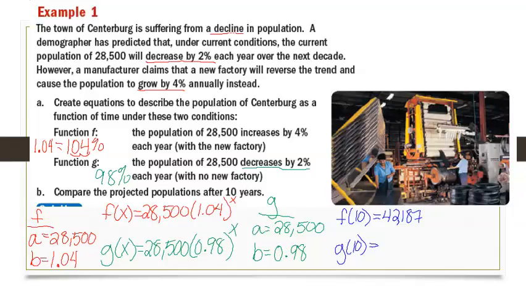Now if I do the same thing for g, all I have to do is change that 1.04 to 0.98. I get out a population of 23,287 people. So to compare them, if we get the new factory, we have a significant growth in the population, whereas if we don't build the new factory, the population goes down by about 5,000 people.